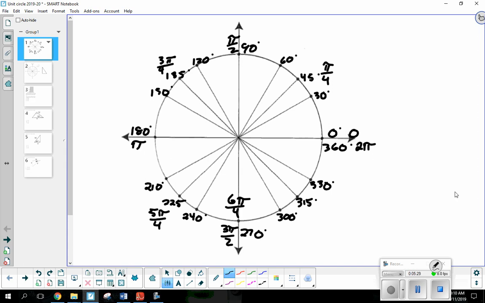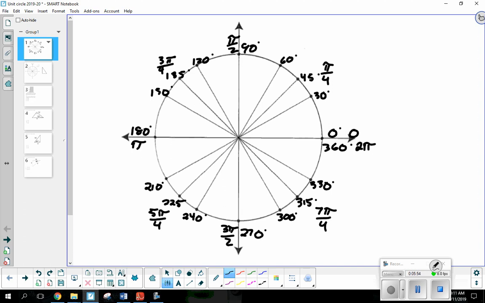Okay. Well, then what would 315 be? 7 pi over 4. And then we get all the way back around to the x-axis where we have 8 pi over 4, which is my 2 pi. Okay, if it's a multiple of 45, you'll count by fourths. And some of these are going to have factors of both 30 and 45, and that's fine. It's just another way to make sure you're getting the right values.